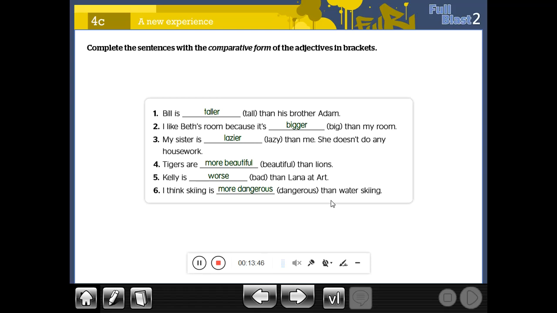Finally, I hope that you have understood this grammatical rule, comparative and superlative. Inshallah, it will become easy for you if you practice more and more.